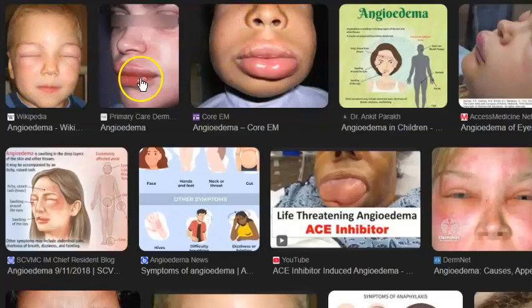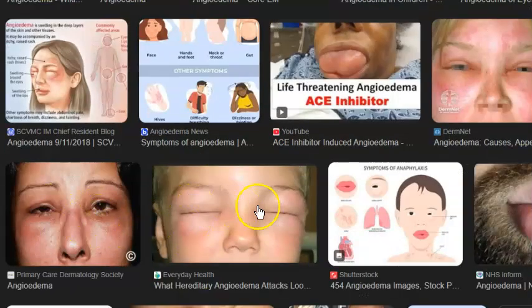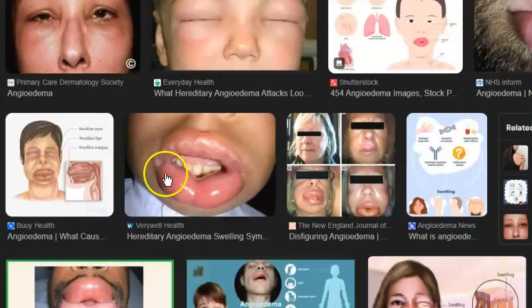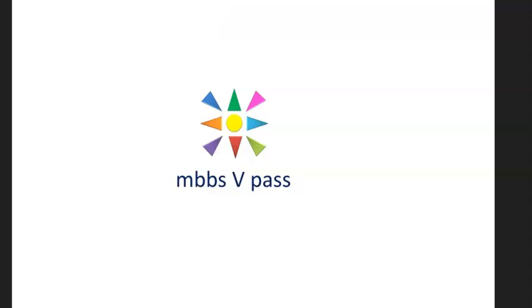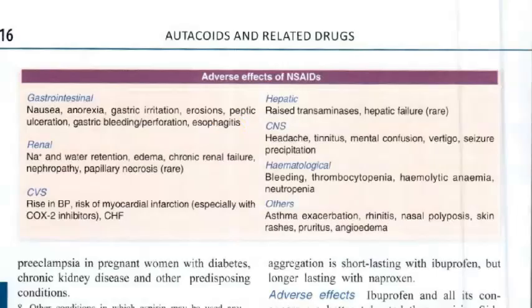This is angioedema: the blood vessels are leaking fluid. Otherwise, edema, water retention. Sodium retention leading to water retention leading to edema. This again will lead to higher blood pressure because water is retained. So it causes both edema and angioedema. This video is extremely important for you because this is your day-to-day life. You prescribe NSAIDs, so you should know all the NSAIDs and their side effects.